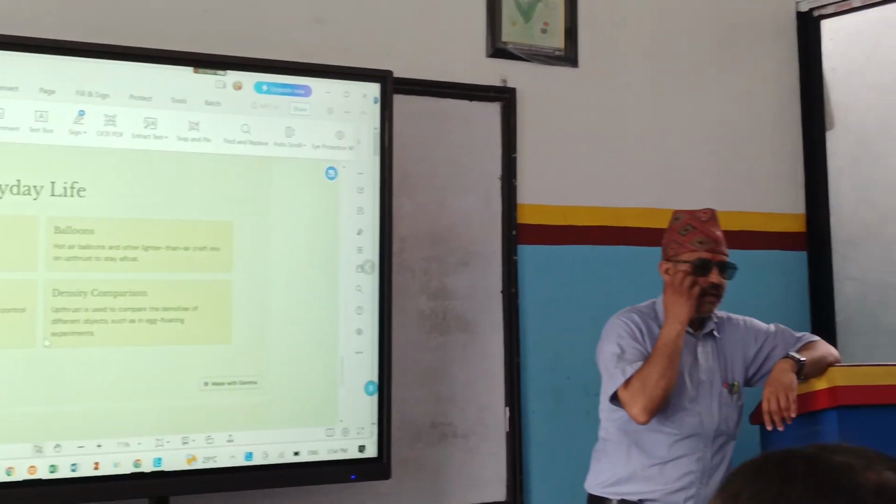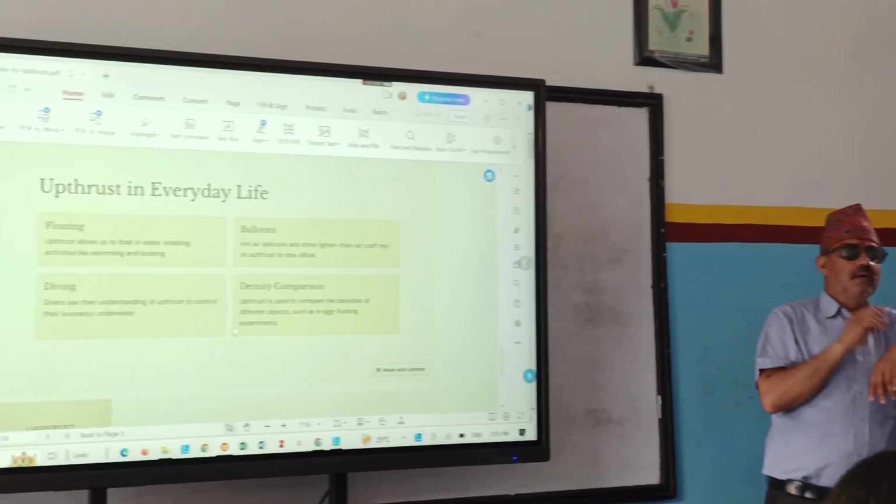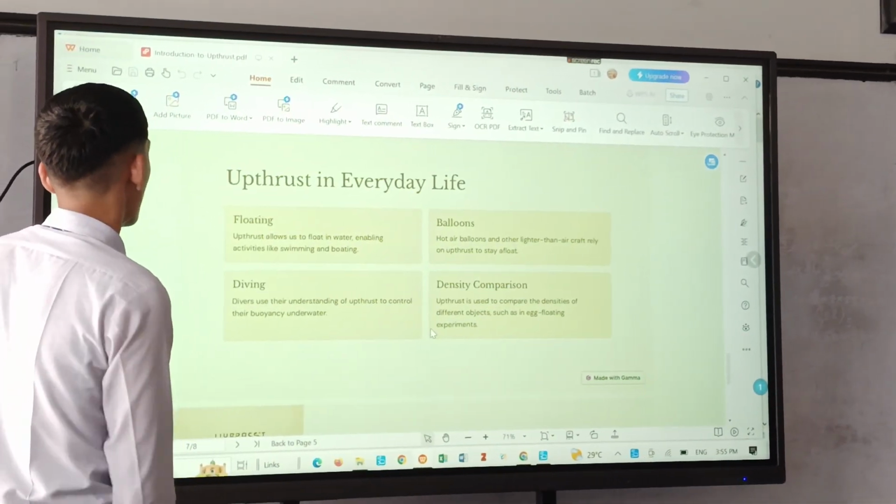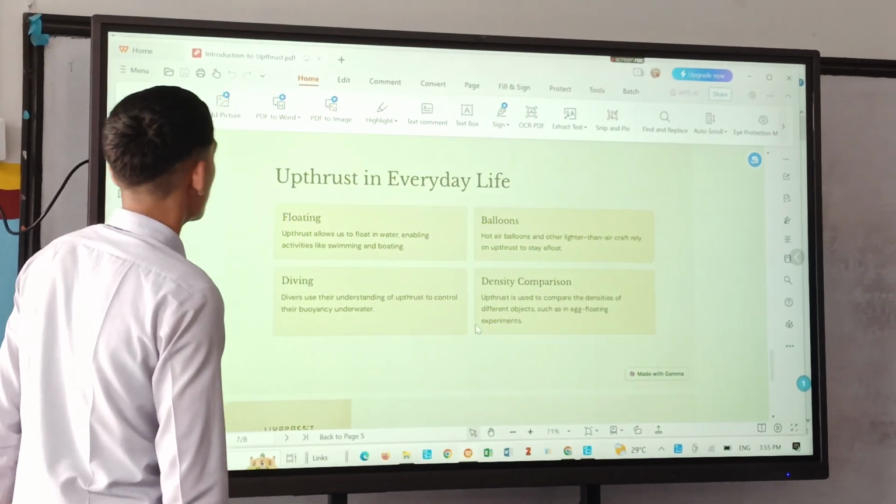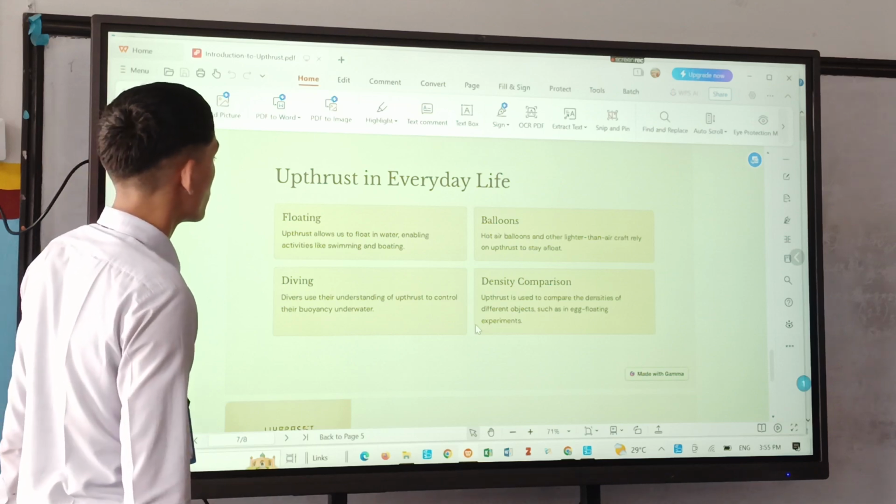Upthrust in everyday life, floating. Upthrust allows us to float in water, enabling activities like swimming and boating.